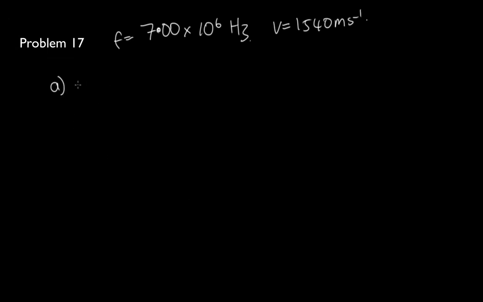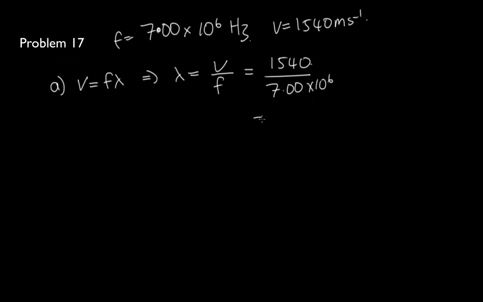So in order to do this, we just need to use our wave equation. V is equal to f lambda, which tells us that the wavelength is equal to the velocity over the frequency, which is 1,540 over 7.00 times 10 to the 6. And solving this one on the calculator, we end up with 2.20 times 10 to the minus 4 meters. So a small wavelength.